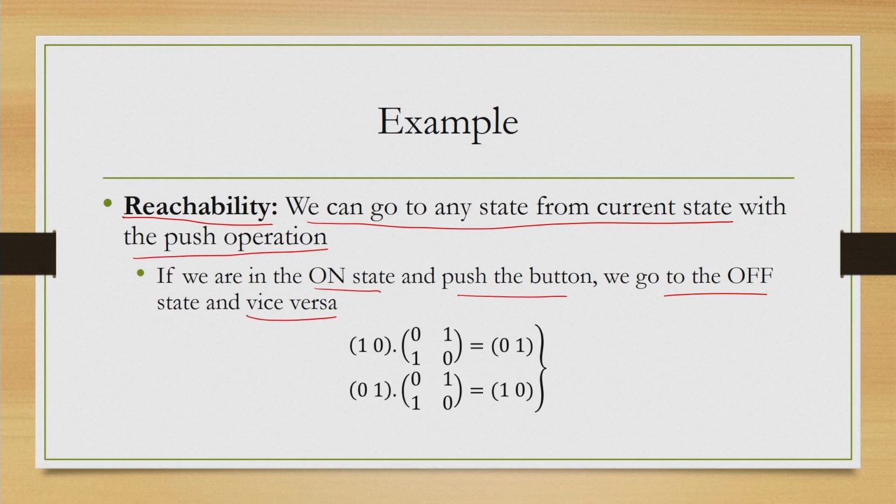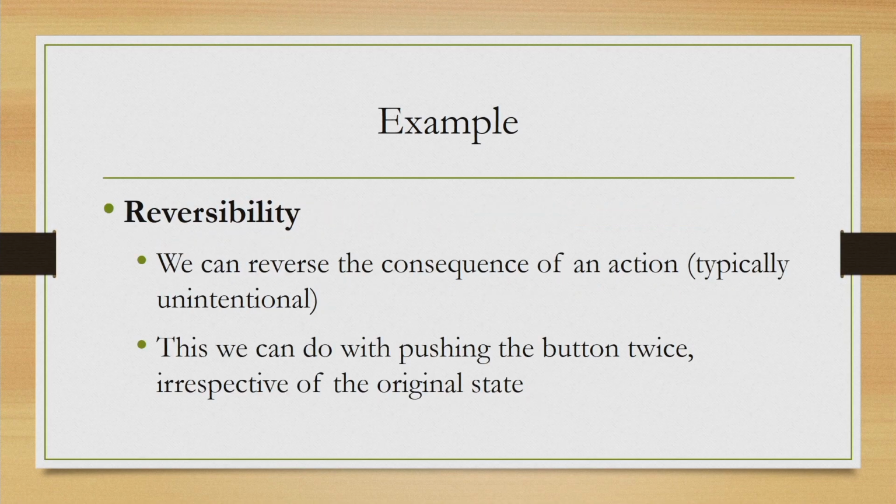So, from any state we can go to the other state, because this is a very simple system with only 2 states. Nonetheless, it shows that the system supports reachability, reaching any state from any other state. It also supports reversibility or undo, that we have already seen. We can reverse the action by pushing the button twice. So, in order to undo some undesired action, we need to push the button twice. If we do that, then we have undone the earlier action, which is called the reversibility property of the system.